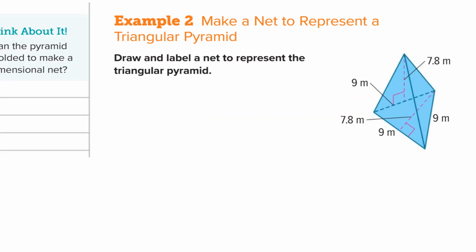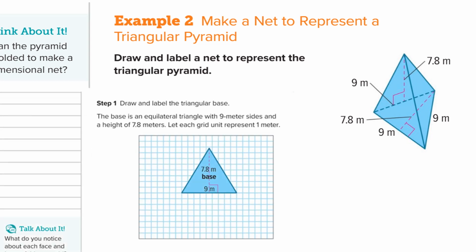So when I look at this particular one then, notice it is a triangular pyramid. And when I look at the different measurements, I can see that all the bases are 9, and that my slant height, or my height of my triangle, is 7.8. So when I create that net, then I'm going to see that I have the same size triangles throughout.